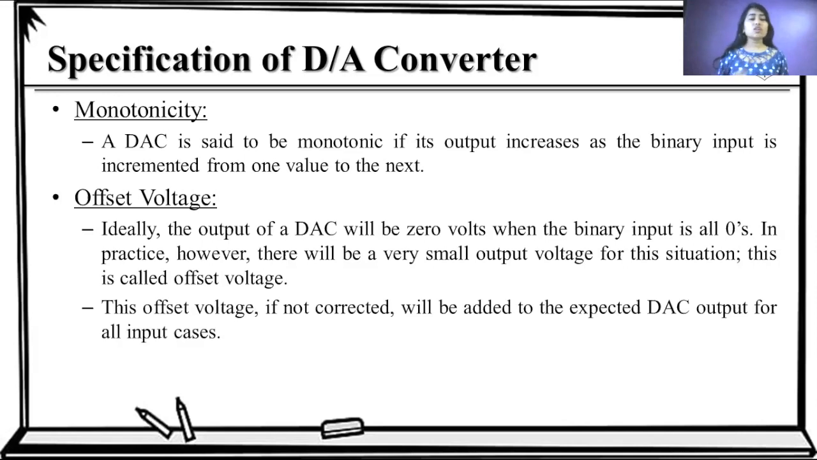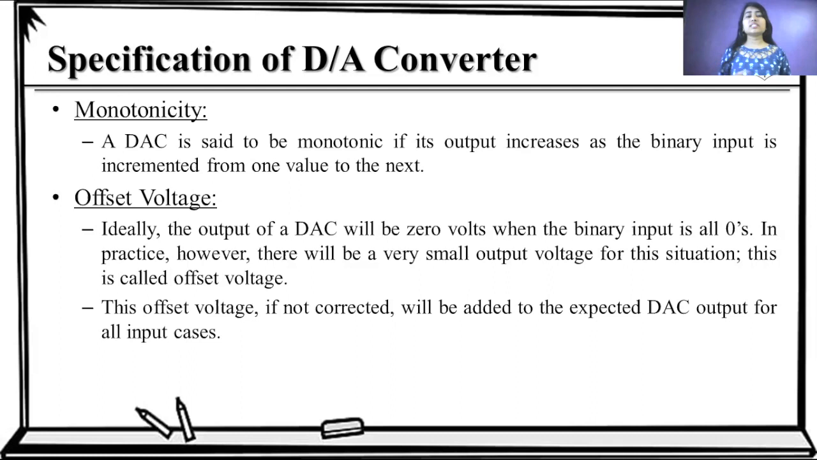This offset voltage, if not corrected, will be added to the expected digital to analog converter output for all input cases. So we have to correct this whenever we have an output for a 0 input condition. So here we have a total of 5 specifications of a digital to analog converter.